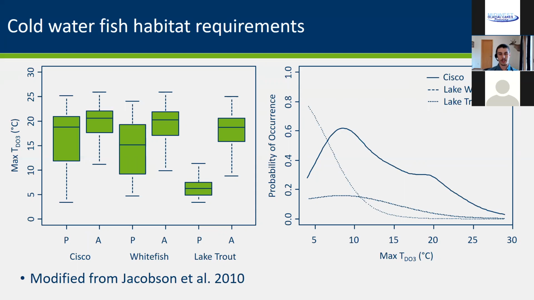The plot illustrates that there are differences in oxythermal habitats where each of the 3 cold water species are found. Of the 3, lake trout are generally found in the coolest waters with TDO3 values less than 8 degrees Celsius. Cisco, on the other hand, are the most euthermal of the species. The plot on the right is a generalized additive model fitted regression that illustrates the probability of occurrence of each of the 3 species as a function of average summer maximum TDO3. As TDO3 increases, the probability of occurrence declines for each of the species.